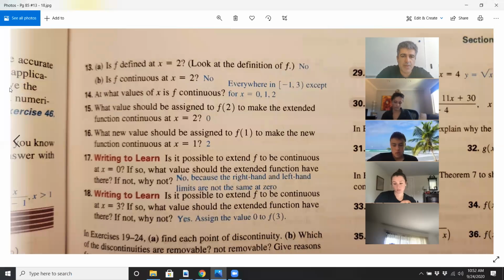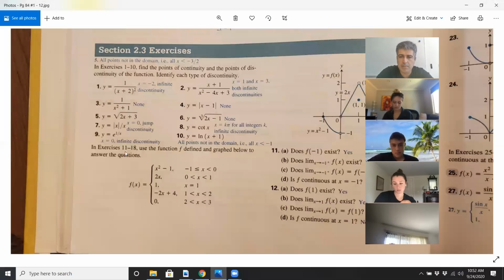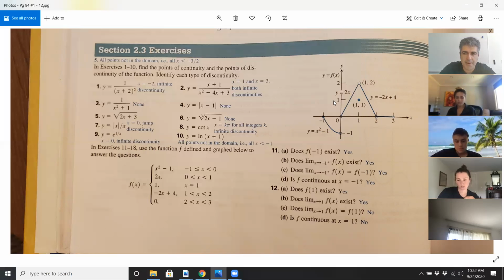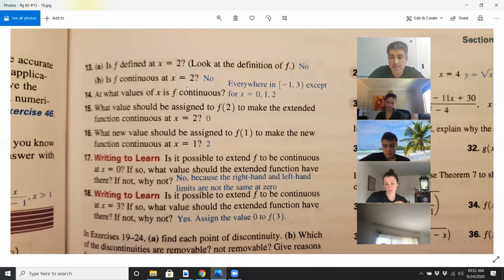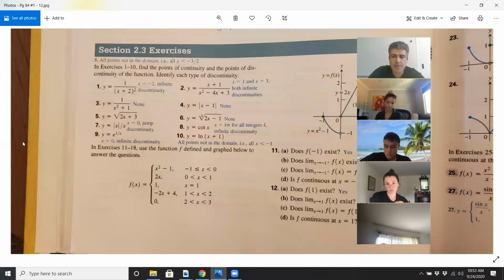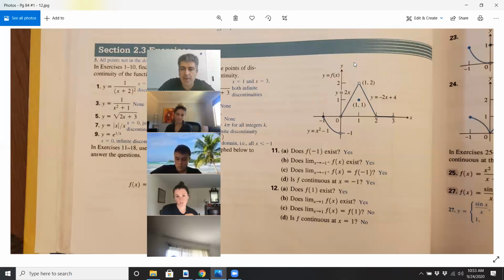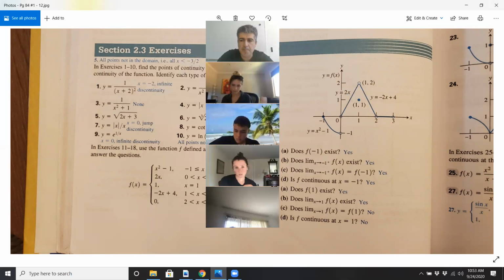13, is it defined at x equals 2? Well, no, because I don't see anything there, so no. So is it continuous? No, because it's not defined. 14, where is it continuous? Everywhere in this interval, from -1 to 3, except for x equals 0, 1, and 2. So 0, 1, and 2 are not continuous. Either they're not defined at x equals 0 and 2, or at 1, the limit does not equal f of 1. So those are discontinuities there.